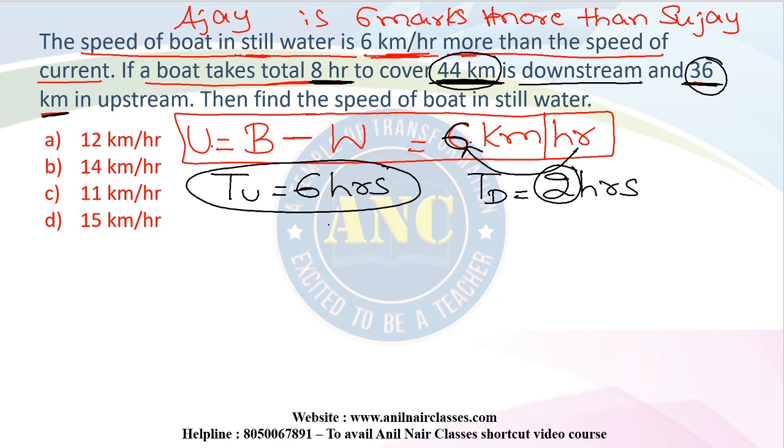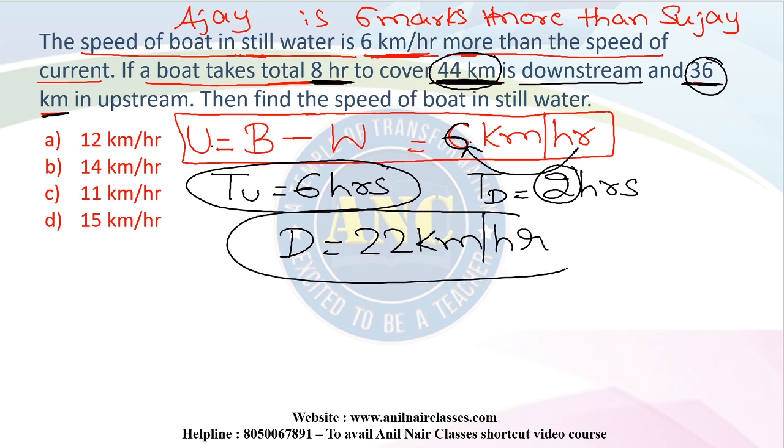That means in 1 hour, I will cover how much? 22. In 2 hours, 44, means in 1 hour, how much, sir? 22 kilometers. So downstream speed is 22 kilometers per hour. These are all very, very logical, common sense questions. With common sense, you can solve it without using a pen. Now, downstream speed is 22 kilometers per hour.